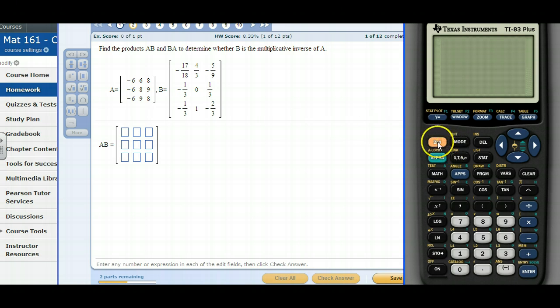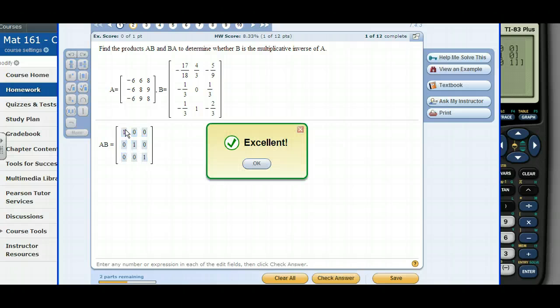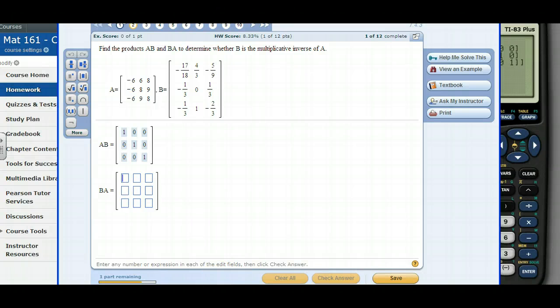Alright, now we want to multiply matrix A times matrix B, and what do we get? And what do we get here? If they're inverses, we need to get the identity matrix, and they are. Okay, so 1's on the diagonal, 0's everywhere else. When that's the case, you have a matrix, or an inverse matrix.